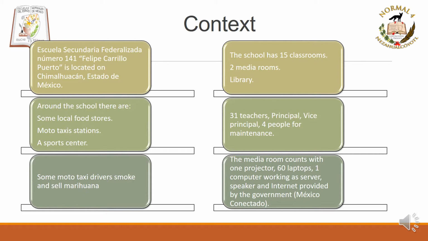The media room, which I'm going to work with, has one projector, 60 laptops provided by the government, one computer working as server. They have speakers and they have internet provided by the government, Mexico Conectado. This internet service provided by the government was actually working when I used it, but currently it is not working anymore. I don't know why.